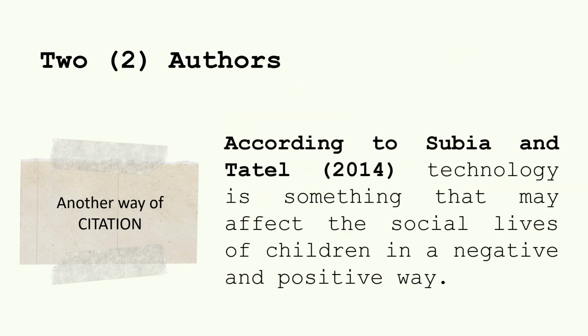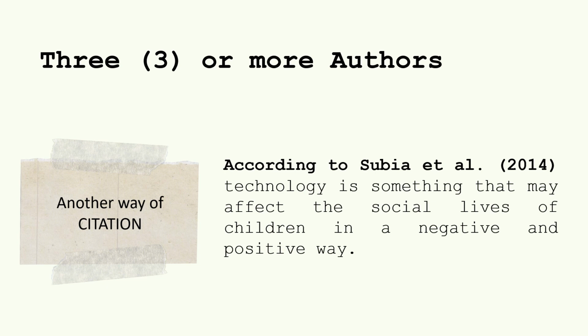If you have two authors, you just again add an and, Subia and Tatel 2222. Then if you have three authors, you just use et al. Subia et al. 2014. Technology is something that may affect the social lives of children in a negative and positive way. So those are the ways to do citation: author-oriented, text-oriented, and using according to. Now, how do you take note of the information that you copy or that you get from your authors, okay, from your resources?